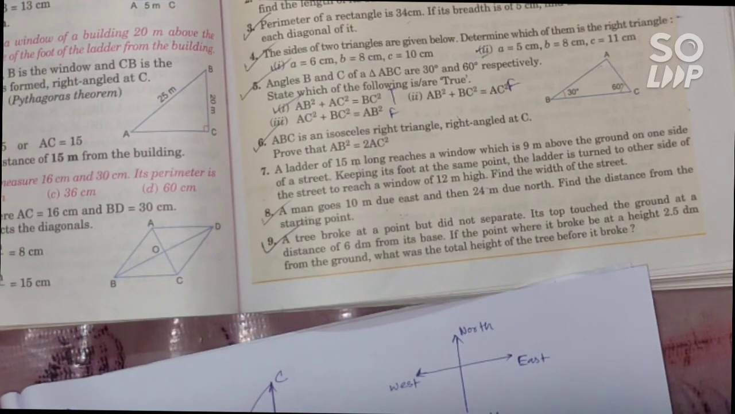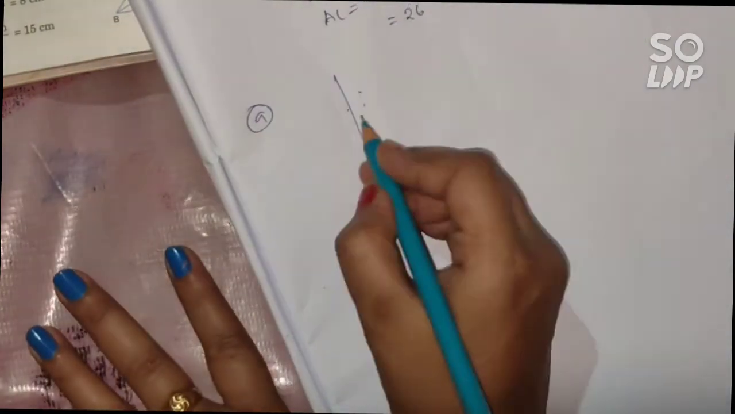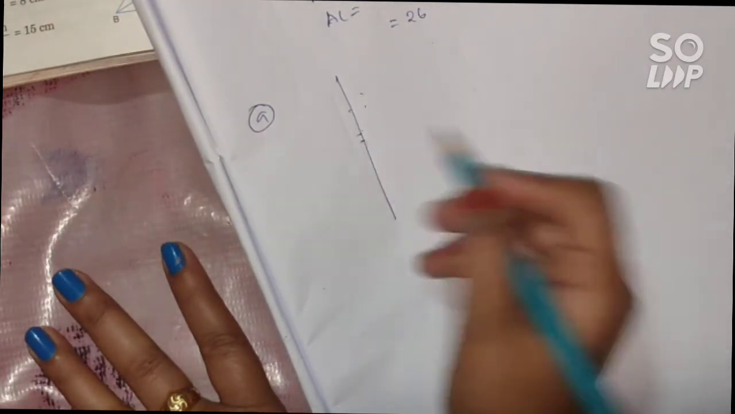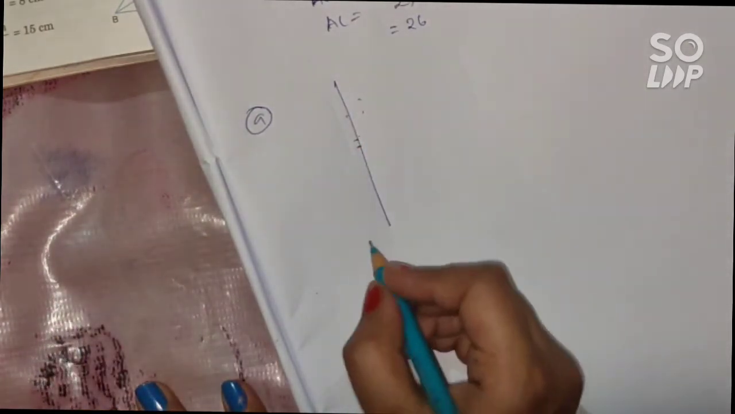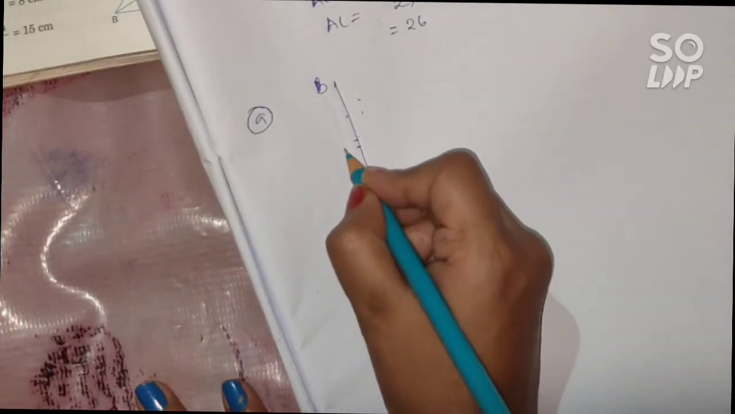So in this question, first we will try to draw the figure, to draw the picture. A tree broke at a point. Suppose this is the tree, and this tree broke at a point but did not separate. Suppose this tree broke at this point. Suppose AB be the original length of the tree and this tree is broken at a point C.